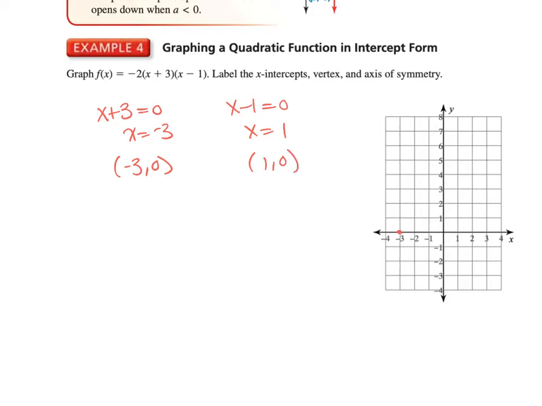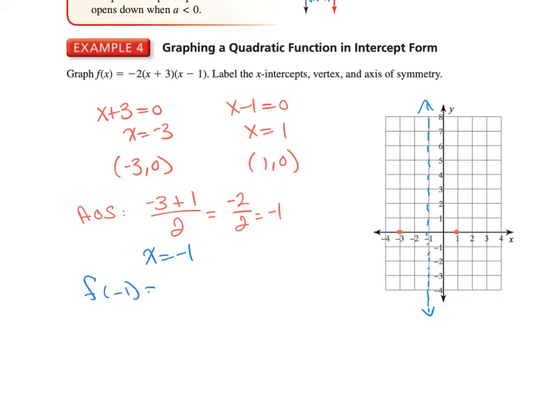Graph those two points. Those are your x-intercepts. The axis of symmetry lies right smack dab between the two. If you take negative 3 and 1 and divide by 2, you get negative 2 over 2, or negative 1. So x equals negative 1 is your axis of symmetry, and you see that axis is right between the two x-intercepts. We know the vertex lies on the axis of symmetry, so we plug negative 1 back in.